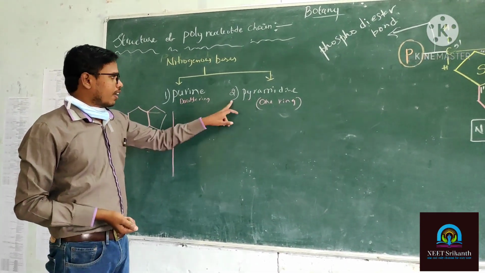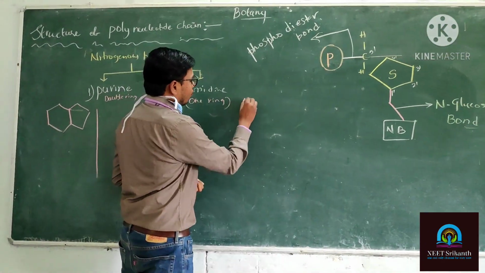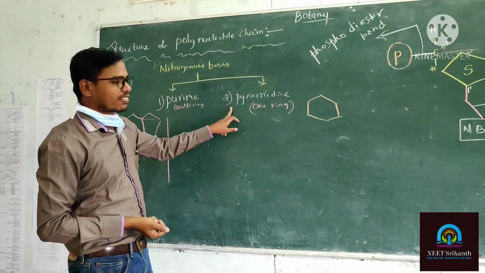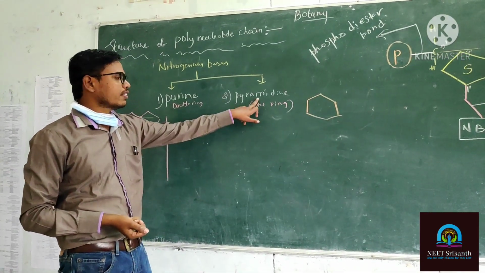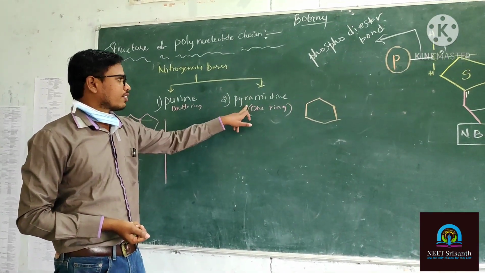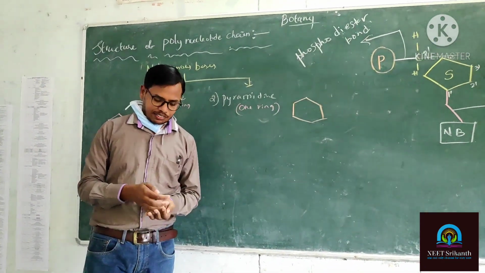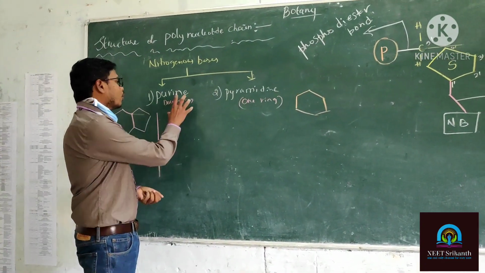So how many ring structures are present in the purine? Double ring structure. And you can observe the pyrimidine. Only a benzene ring-like structure is there. So how many rings are there? One ring. In the structure of the pyrimidine, they have only single ring structure.